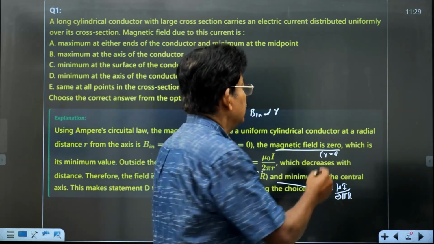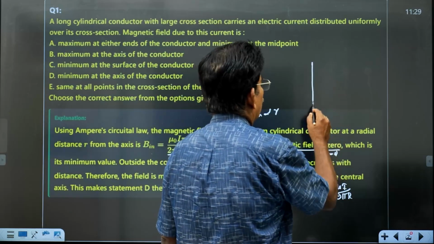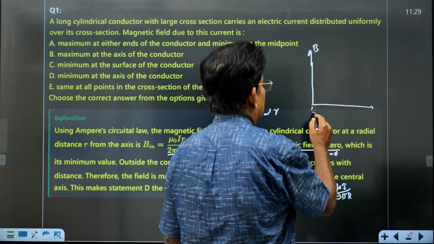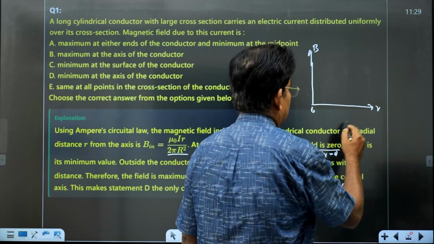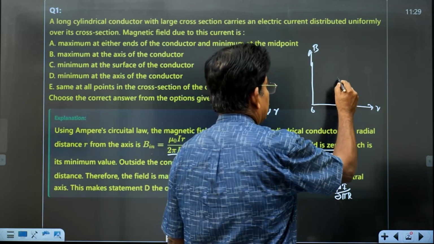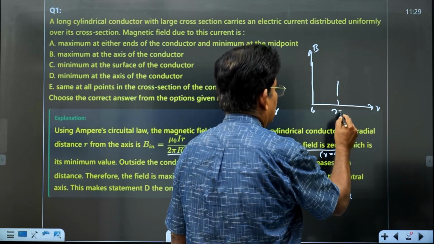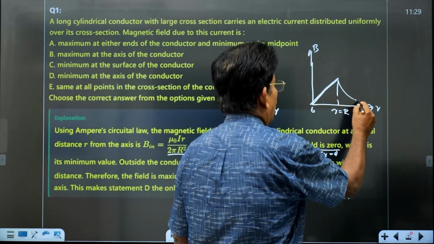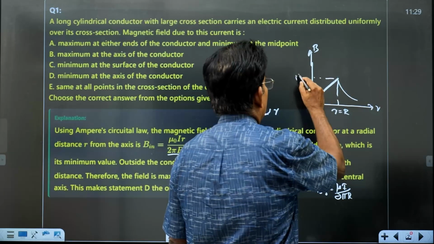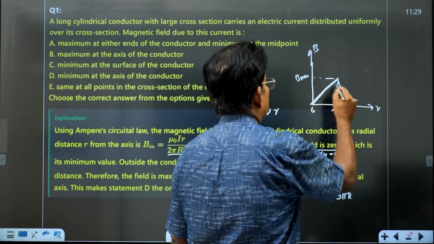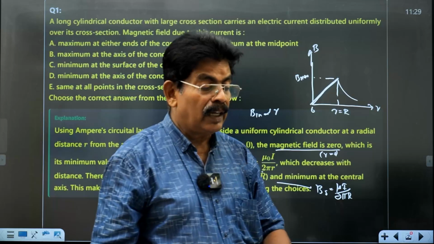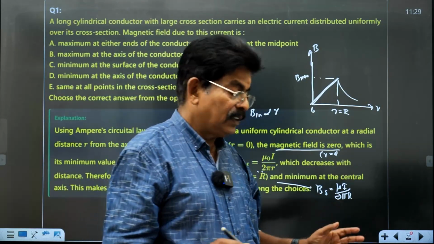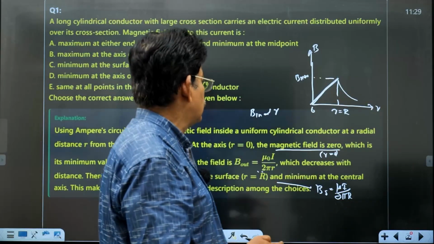And it can be given in a better manner if you draw a graph of it. Magnetic field on the y-axis, radial distance from the axis on the x-axis. This is the periphery, r is equal to R. Inside, the field varies linearly. Outside, the field is decreasing inversely. It's a rectangular hyperbola. Therefore, the field is maximum on the surface as told by the equation as well as by the graph.